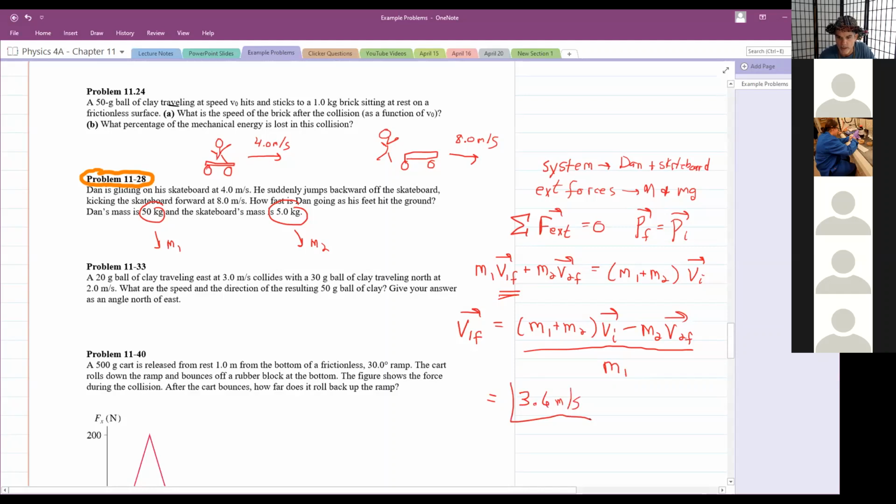So this means that Dan is still moving to the right after he jumps off the skateboard. Keep in mind that velocity is a vector. So if you ever got the velocity to be negative, that means the object is moving to the left. Or again, keep in mind if I have two objects moving towards each other and I'm looking at momentum conservation, they have to have opposite velocities. If one thing is moving to the right, it has a positive velocity. The other thing's moving to the left, it has a negative velocity.